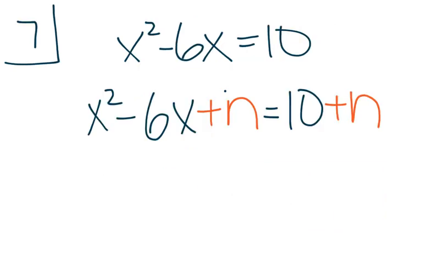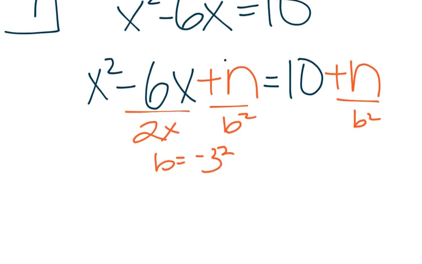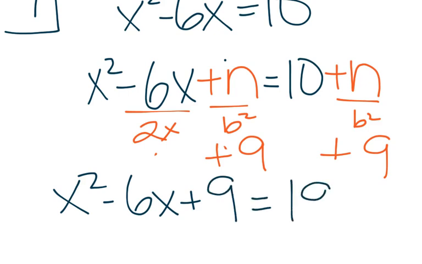So for number 7, we want to solve for x by completing the square. So what we're going to do is find b squared, and add that to both sides. So we're going to divide this by 2x, so that means b equals negative 3. So we want to square this and add it to both sides. Negative 3 squared is 9, so instead of n, we are going to add 9 to both sides. Okay, so we have x squared minus 6x plus 9 equals 10 plus 9, which is 19.